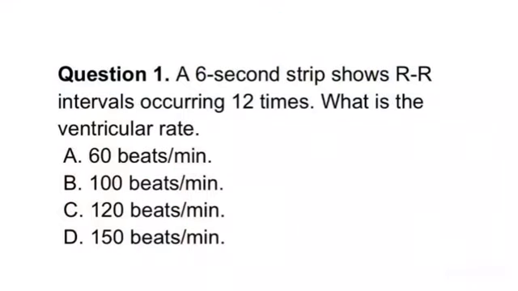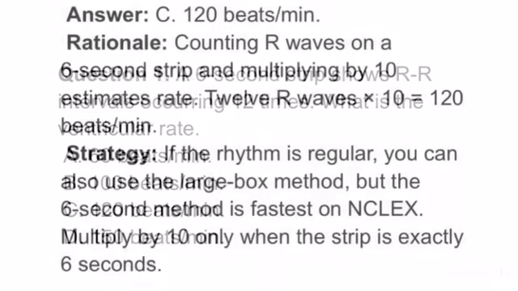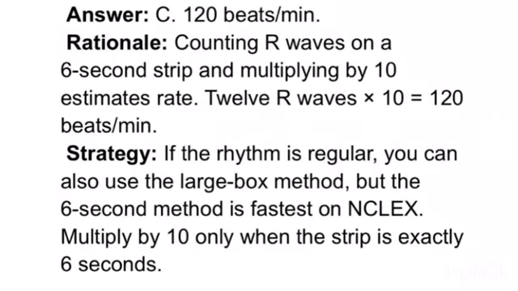Question 1. A 6-second strip shows RR intervals occurring 12 times. What is the ventricular rate? A. 60 beats/min. B. 100 beats/min. C. 120 beats/min. D. 150 beats/min. Answer: C. 120 beats/min. Rationale: counting R waves on a 6-second strip and multiplying by 10 estimates rate. 12 R waves times 10 is equal to 120 beats/min.